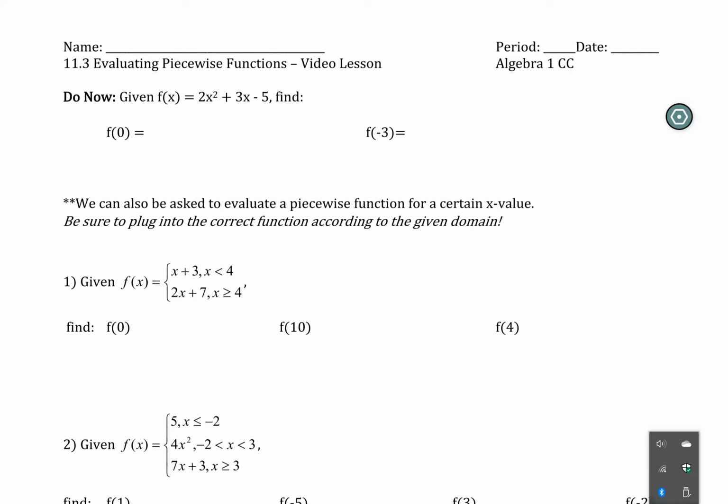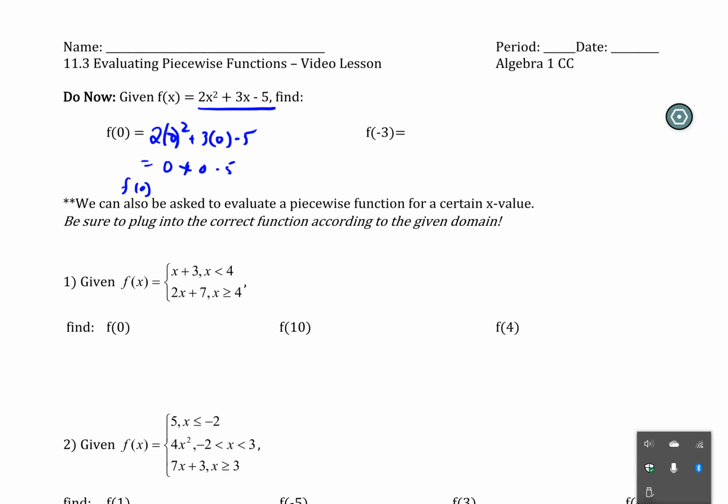So in this first one here, I've got 2x squared plus 3x minus 5. If I evaluate f of 0, what that's saying is, what is the function f of x when x equals 0? We simply plug in 0 for all of the x's and simplify. 0 squared times 2 is 0, plus 3 times 0 is 0, minus 5. So therefore, f of 0 would be negative 5. And what does that mean? It means that when x is 0, y is negative 5.